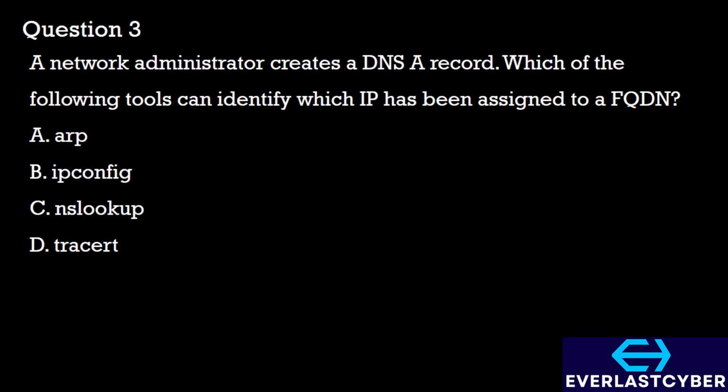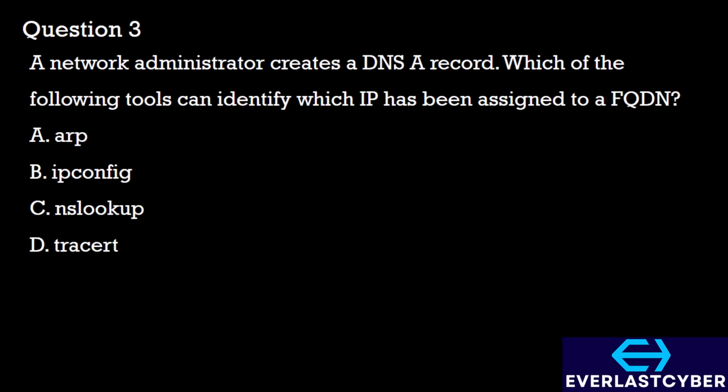local network, but it doesn't provide information about the DNS records or the FQDN to IP mappings. ipconfig is just used to display the IP configuration details of a system, like the IP address, default gateway, and subnet mask, but it does not query DNS records. NSLOOKUP is a CLI tool that is used to query DNS servers and retrieve DNS records, while the tracer-T or traceroute is used to trace the paths that packets take from the local system to a specified destination IP address.